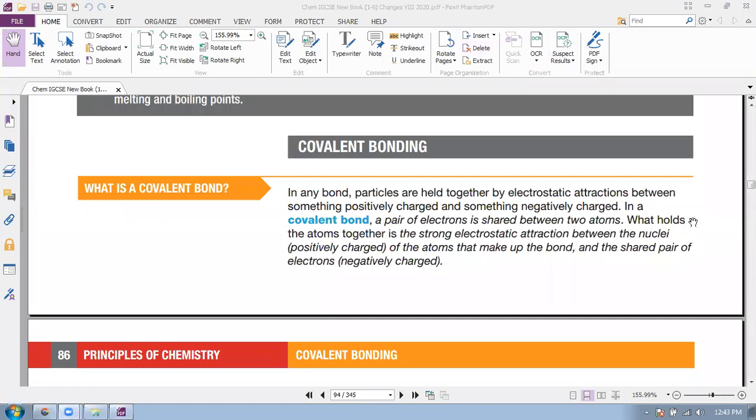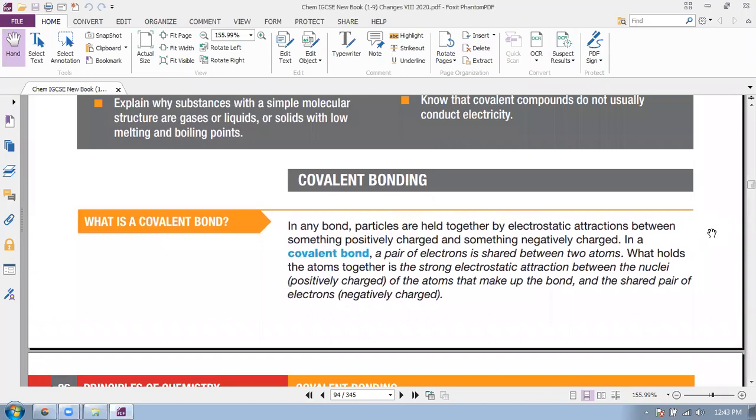We will read covalent bonding today. Covalent bonding mainly takes place between two or more non-metal atoms. When two or more non-metal atoms share their outer shell electrons to complete their outer shell, then covalent bonds form.